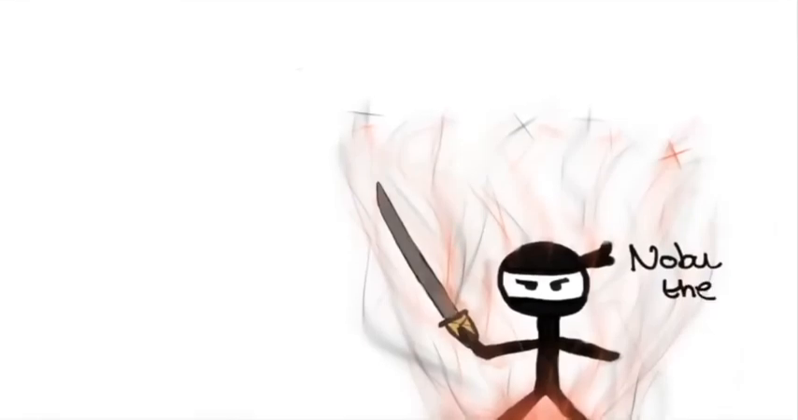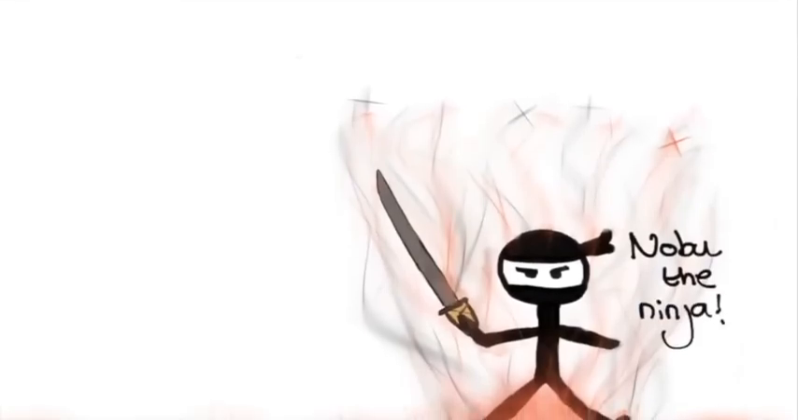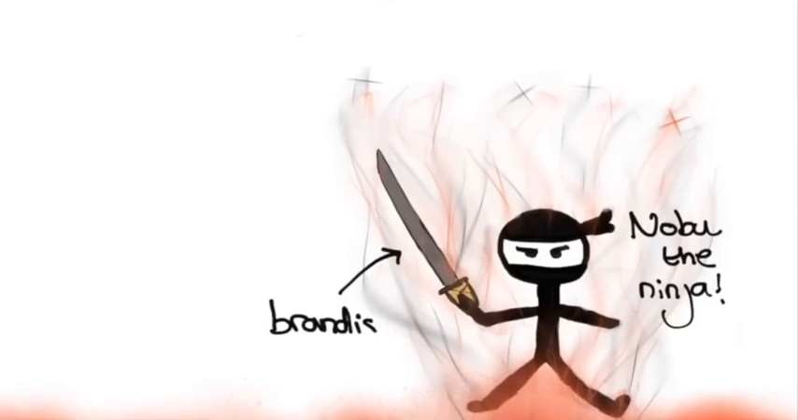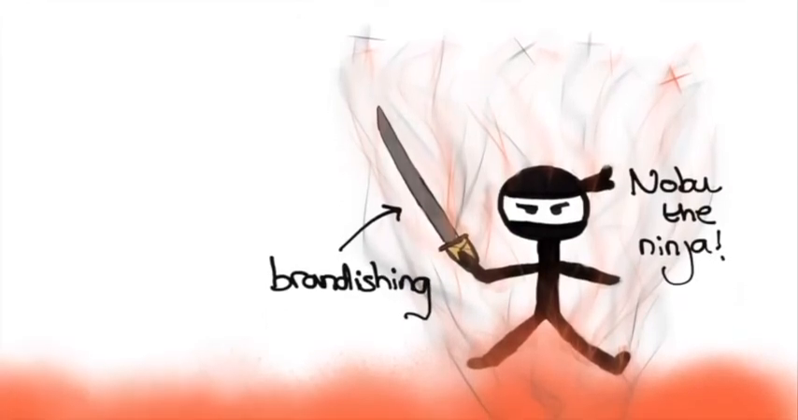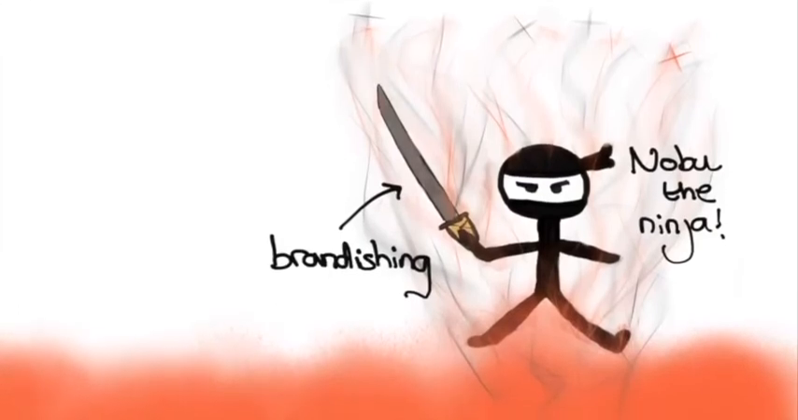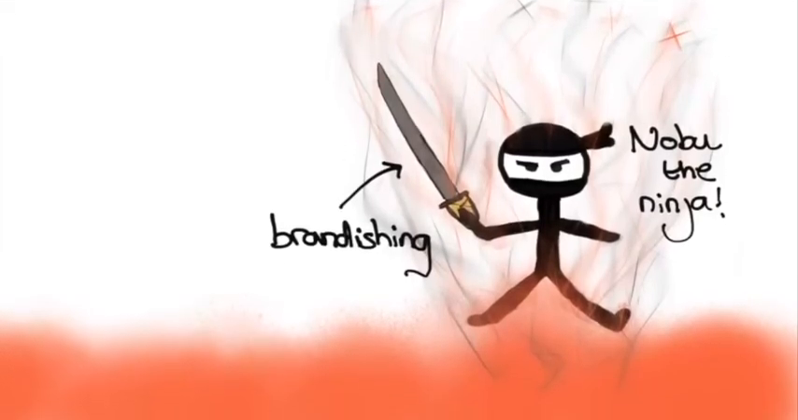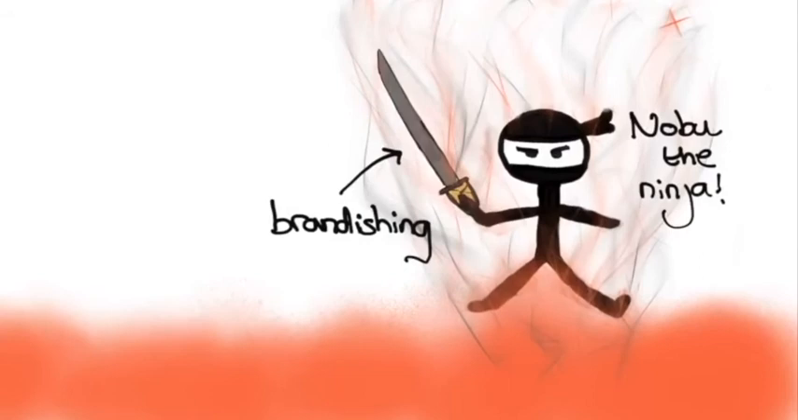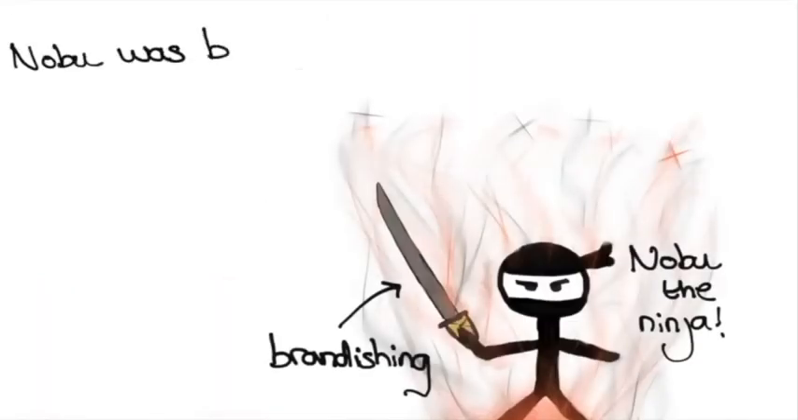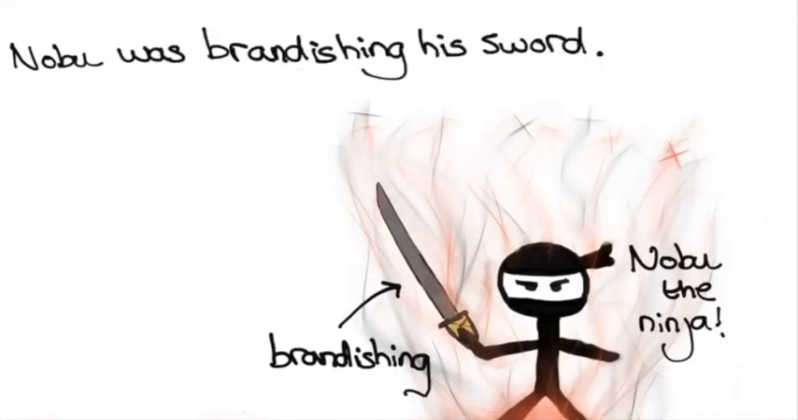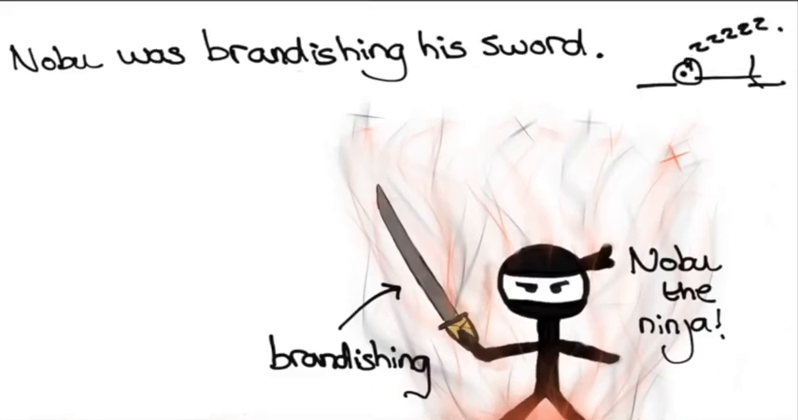Lastly, everyone, meet Nobu the ninja. Nobu is brandishing his sword. He's holding it high in the air. He's raising it. He is prepared. He's ready to fight his enemies. And we want to show that he is ready in our sentence. So again, we could start with something pretty standard, such as Nobu was brandishing his sword. Oh no, I'm not just sleepy with that sentence. I've actually dropped off to sleep.